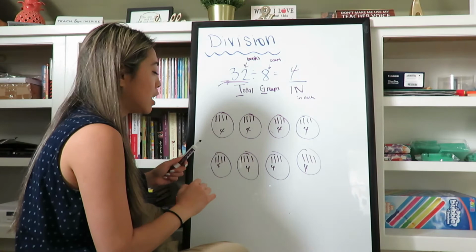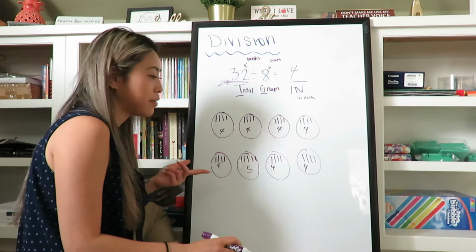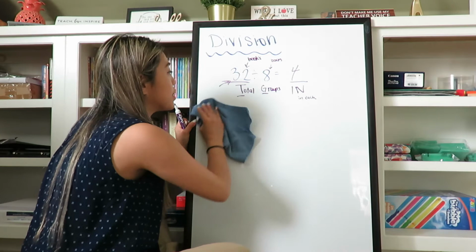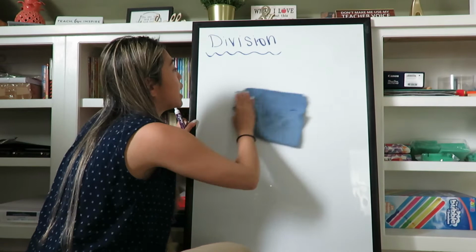Let's say you have 4 in each box and this one had 5. That means you miscounted somewhere, so you have to start all over. And it's okay to start all over. Just erase all these groups and do it again. It'll help you get the correct answer instead of making the same mistakes again. When you're dividing, you're just dividing things up into equal groups. That wasn't too bad, right?